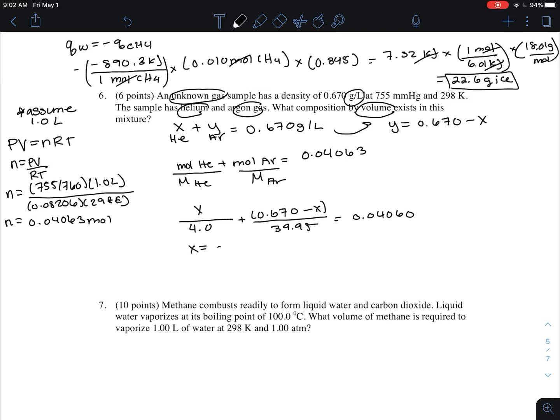You can do your algebra and you find that X is equal to, now again, all the moles cancel except grams, so X is equal to 0.10605 grams of helium, which you can then plug back into your equation and find that Y is equal to 0.564 grams of argon. So now that you have your masses, can you find your composition by volume?